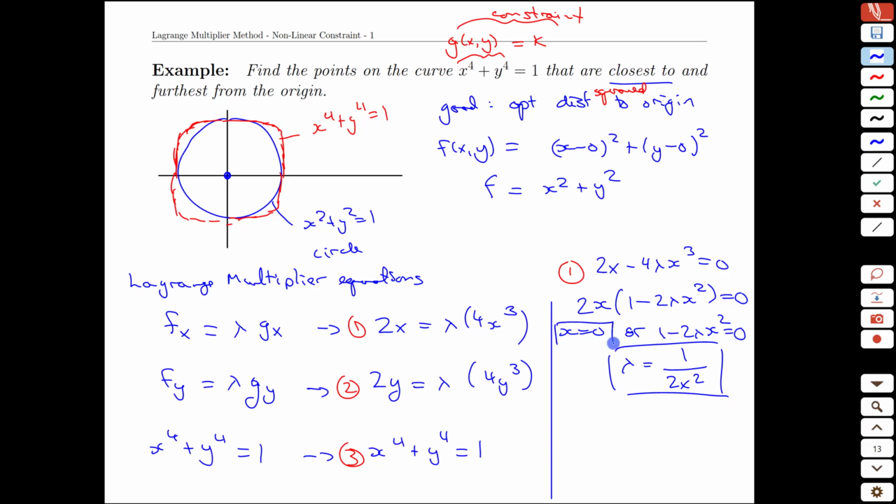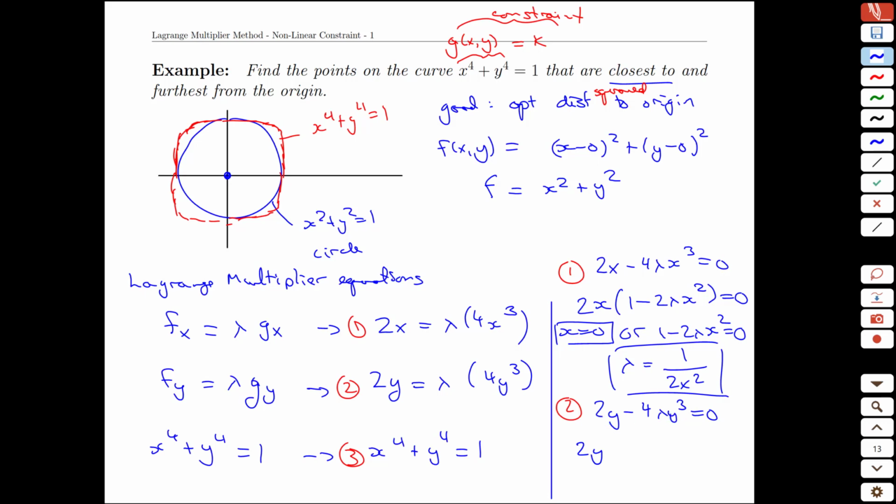So we have two possibilities out of that equation: either x equals 0 or lambda is equal to 1 over 2x squared. We can do a similar transformation for equation 2. If we bring all these terms to the other side, we're going to have 2y, minus 4 lambda y cubed equals 0, and we can factor that as well.